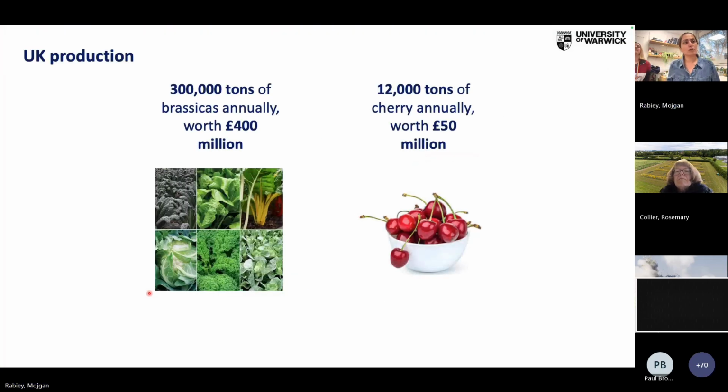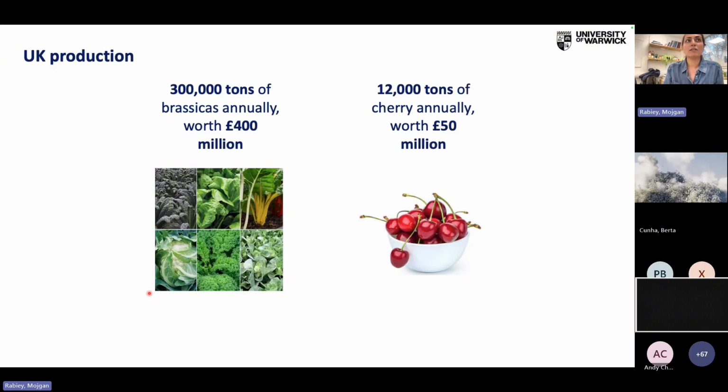Right, so in the UK, did you know that we produce around 300,000 tons of vegetable brassicas that is worth around £400 million? So you could see that vegetable brassicas, including kale, cabbage, cauliflower, almost anything green that we consume every day is part of this. We also work on cherries, worth around £50 million to the UK economy, and the UK produces around 12,000 tons of this. So you could see how important these crops are for UK agriculture and economies.